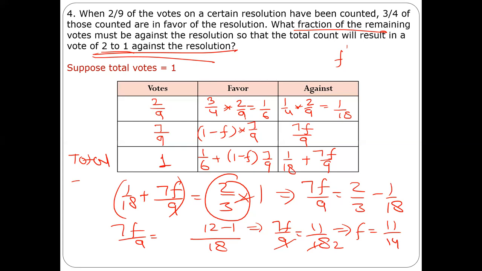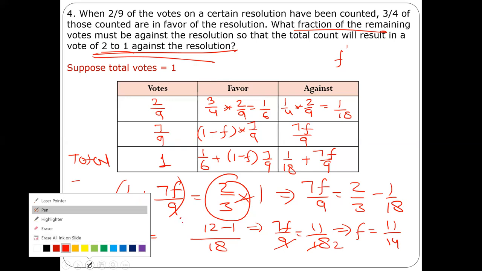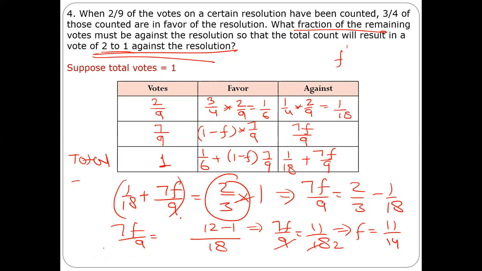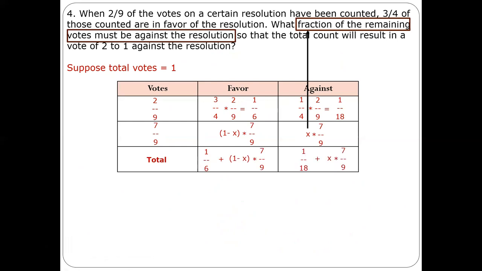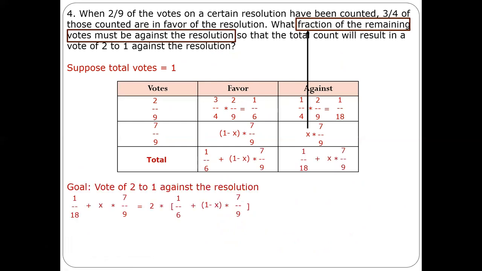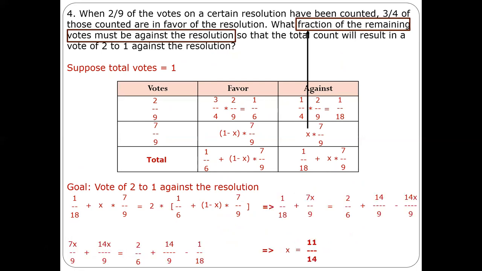Where are you stuck, Kavita? But is it clear now? So 11 by 14 is the answer that you get. Any doubt, guys? Any doubt? Okay. So this is the approach that I have taken. Notice the total number of votes against the resolution are 2 times the number of votes for the resolution. And then you just solve for f here. So 11 by 14 is the final answer. All right.